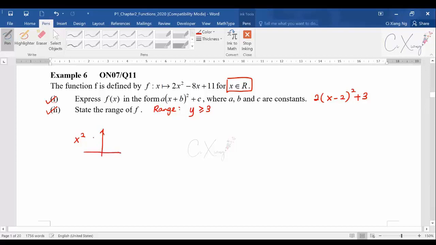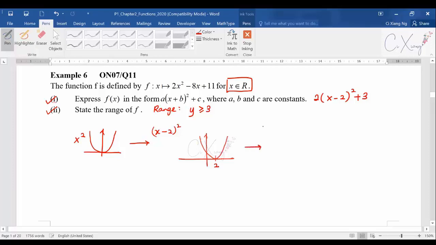So what is x squared here? It will be a U shape. Then next, you want to draw (x minus 2) squared. When you put a negative inside your basic shape, what will happen? You need to move your graph how many units? 2 units to the right. So you have this, and then this will become 2. Okay, so this is the second stage.